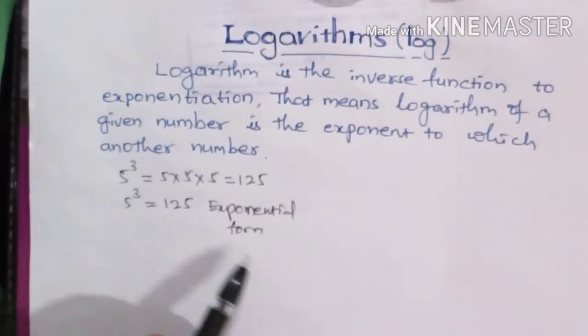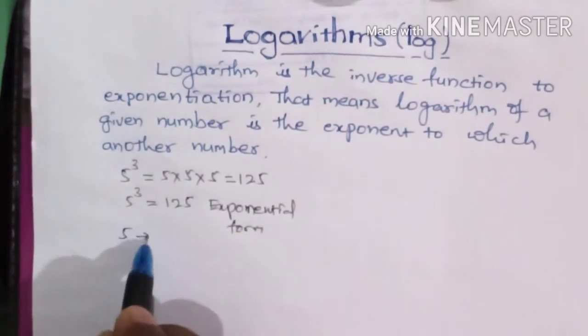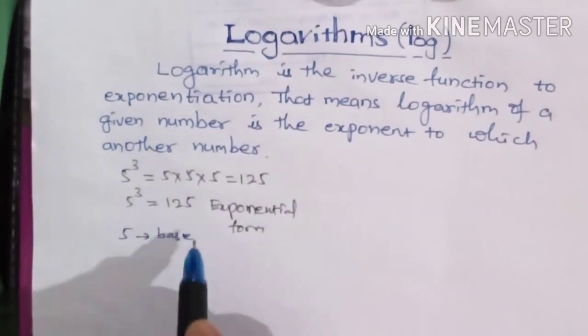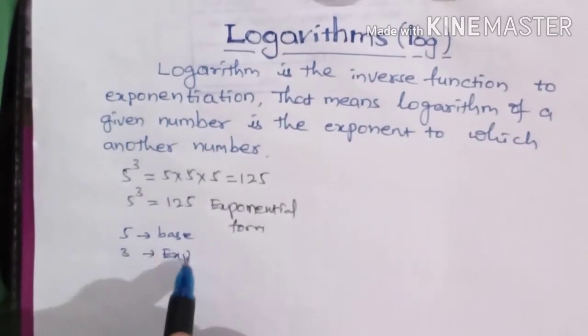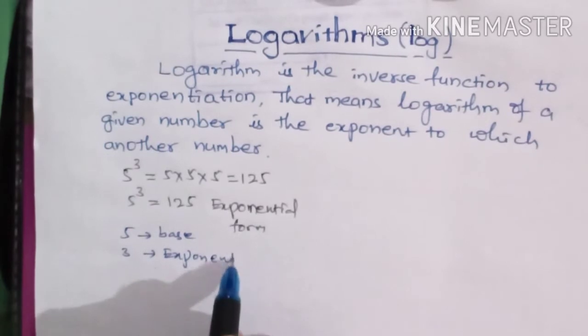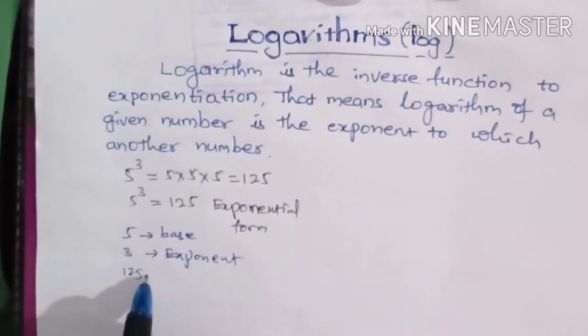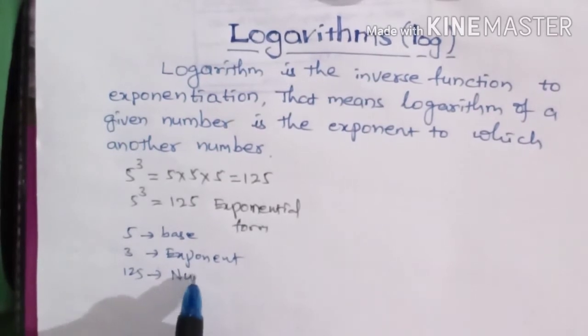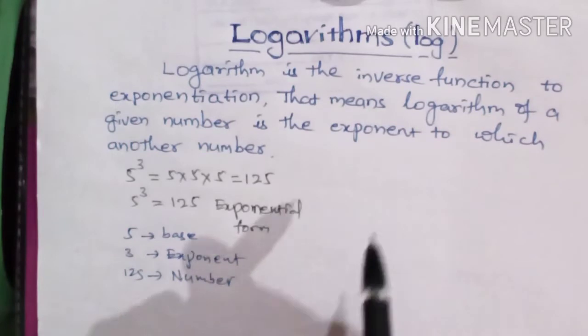Here we can say that 5 is the base and 3 is the exponent, and 125 is a number. Now observe one more example here.